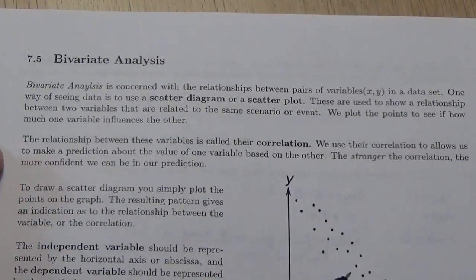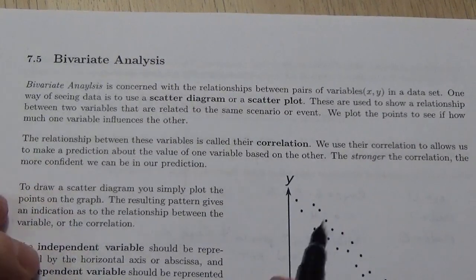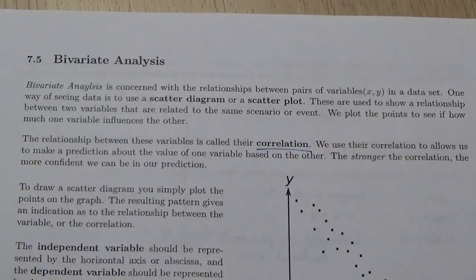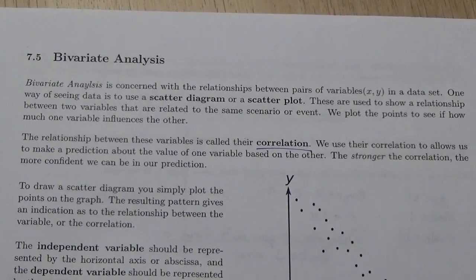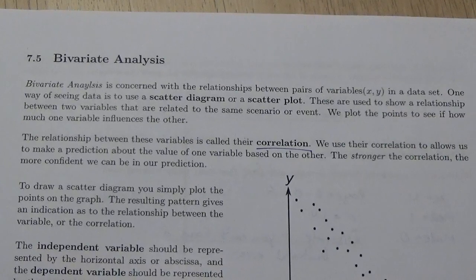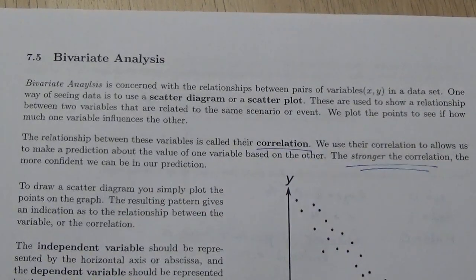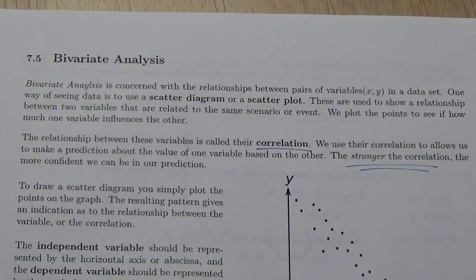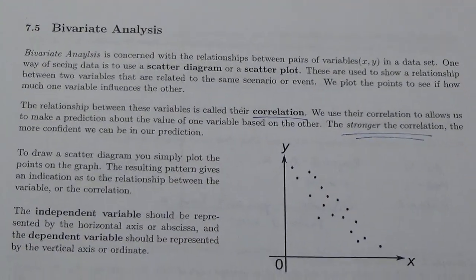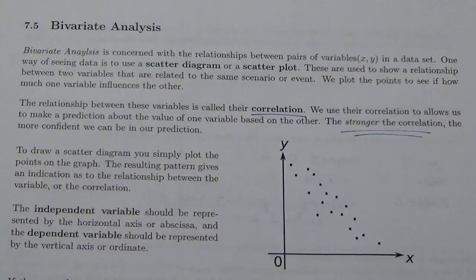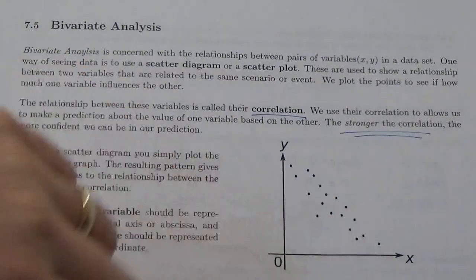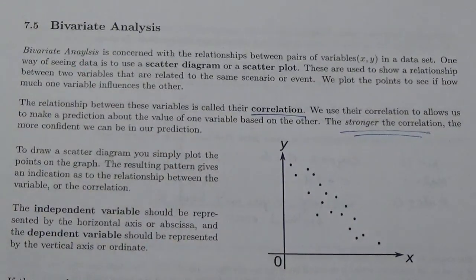So the relationship between the x and the y here is going to be their correlation with each other. And we use that correlation so that we can make predictions. And the stronger the correlation, the more confident we are in our prediction. So we're going to talk about how you can judge the strength of a correlation, and there's general ways of doing it, and there's more specific algebraic ways of doing it. But ultimately, because of the amount of data here, we're going to end up using the calculator to do a lot of that work for us.